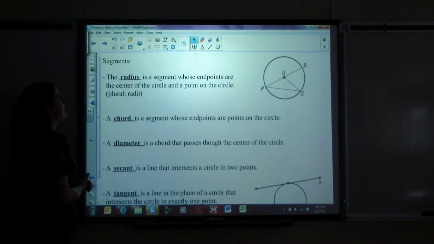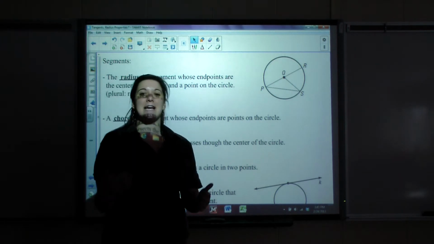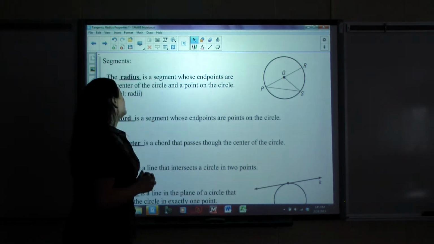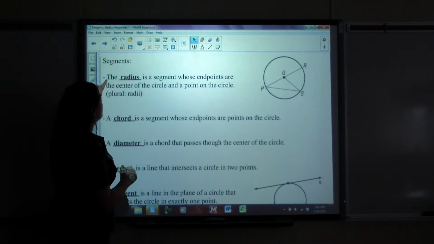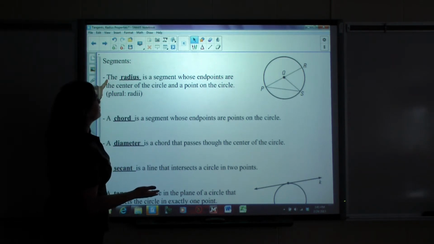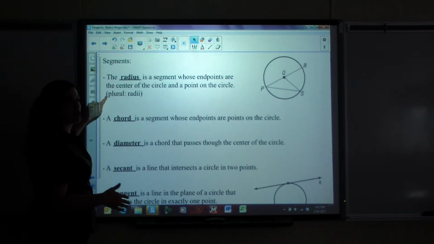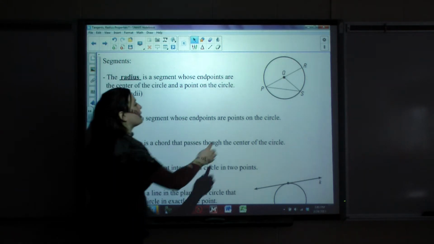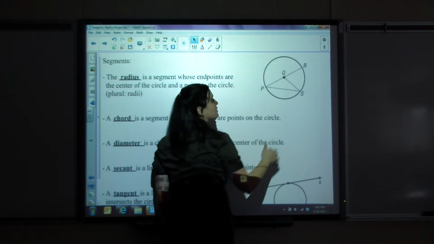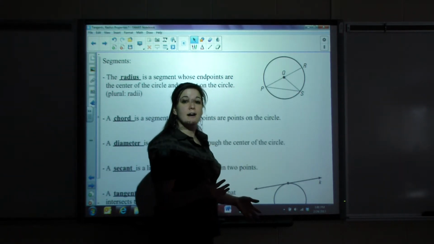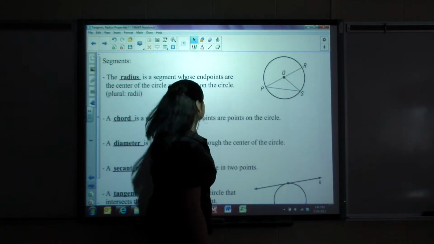So let's talk about some other segments. The radius, the center, the diameter, those are ones we talk a lot about. Here's a couple more on here that maybe we don't talk about as often. So radius is again a segment whose endpoints are the center of a circle and a point on the circle. The plural is radii. So here, segment QP, segment QR, segment QS, those are all a radius of the circle. PS is not a radius because it does not start at the center.